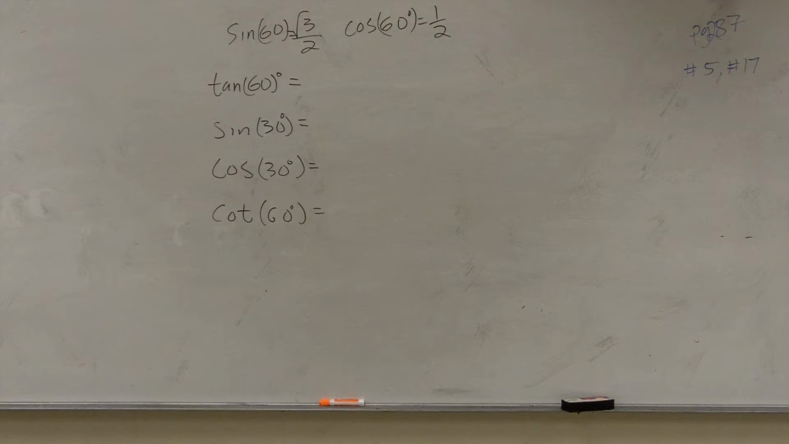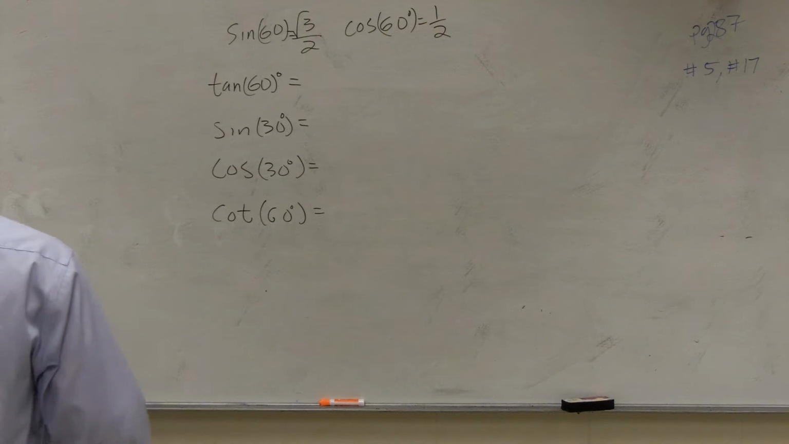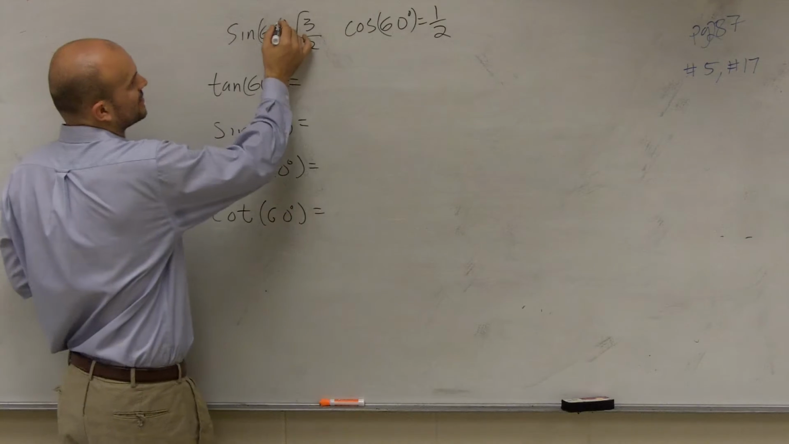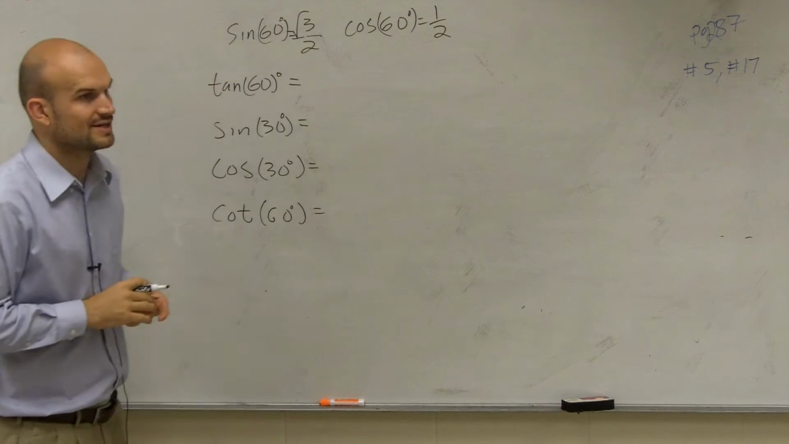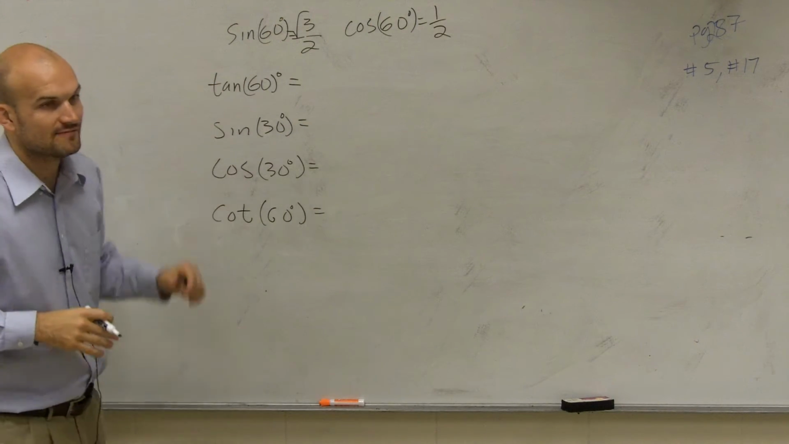So I'm just going to re-say that one more time. Ladies and gentlemen, they give us sine of 60 degrees, and they give us cosine of 60 degrees equals 1/2. Then they ask us to find the tangent.